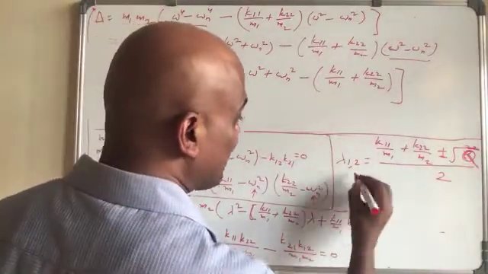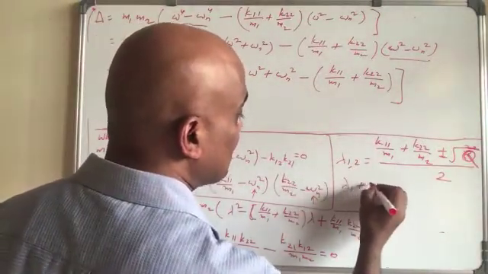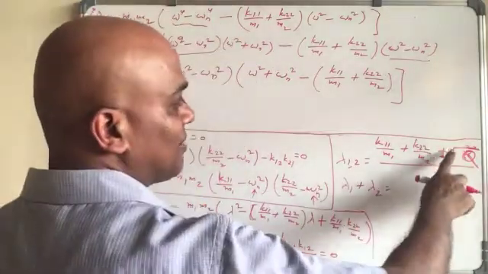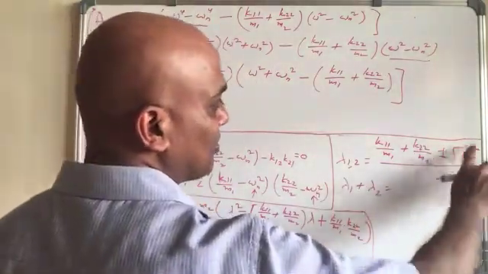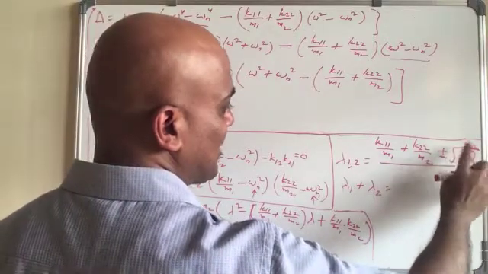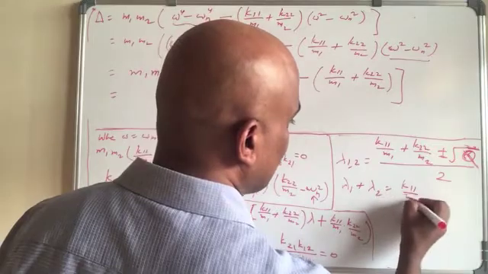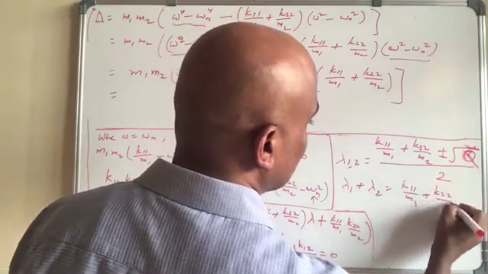So what we see here is, lambda 1 plus lambda 2, if you add them, then what would happen? The plus or minus term will make it 0, and this is half, so that will be k11 over m1 plus k22 over m2.